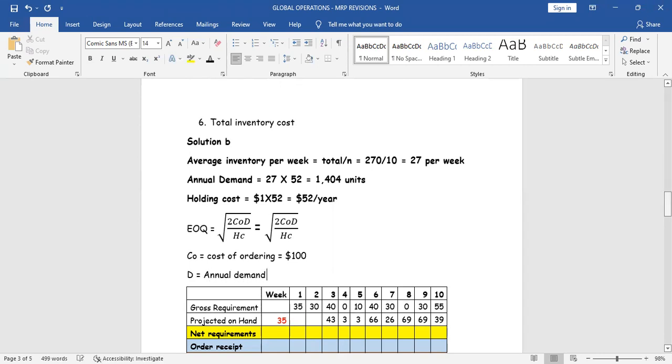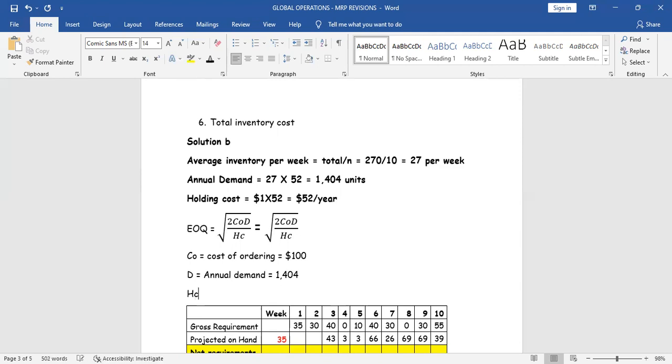We have to calculate the average week demand by adding the total gross requirement for the weeks and then divide by 10. And after dividing by 10, we found that it was 27. To make it annual, we had to multiply by 52 weeks in a year. So we found that to be 1,404. The holding cost per unit per year, we've calculated here. It's $52. There we go.